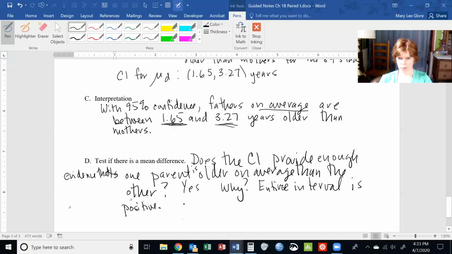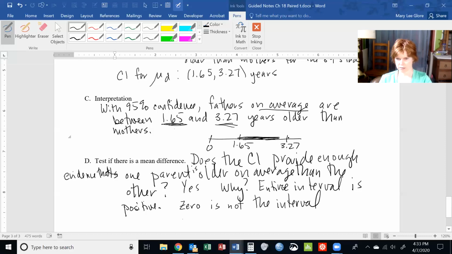In the previous example, another way to say this: the entire interval is positive. Also, I could say that the value 0 is not in the interval. And those are equivalent, all right? Here's 1.65, and here's 3.27, and then over here we have 0. So here's my interval, and 0 is not in it. So I think the difference in all parents' ages is somewhere in here, and 0 is not in there.